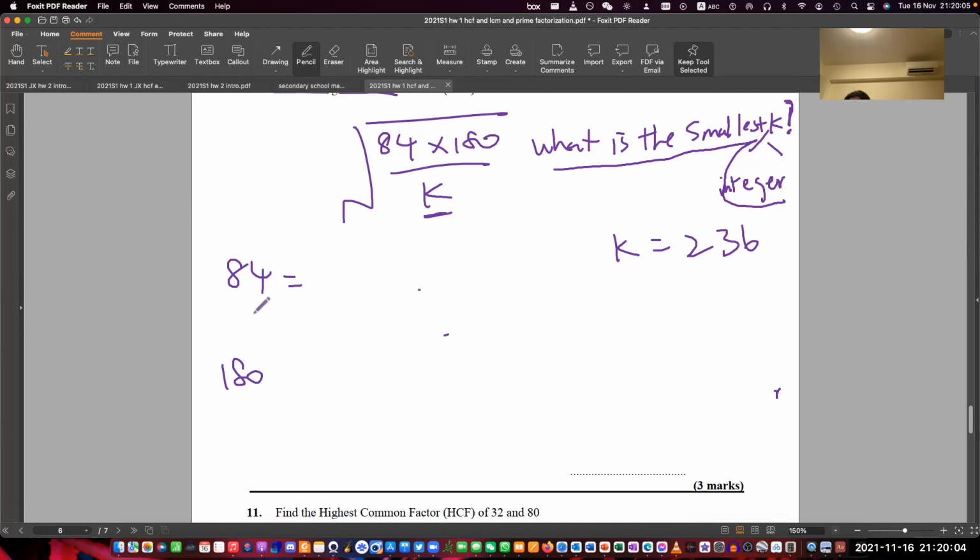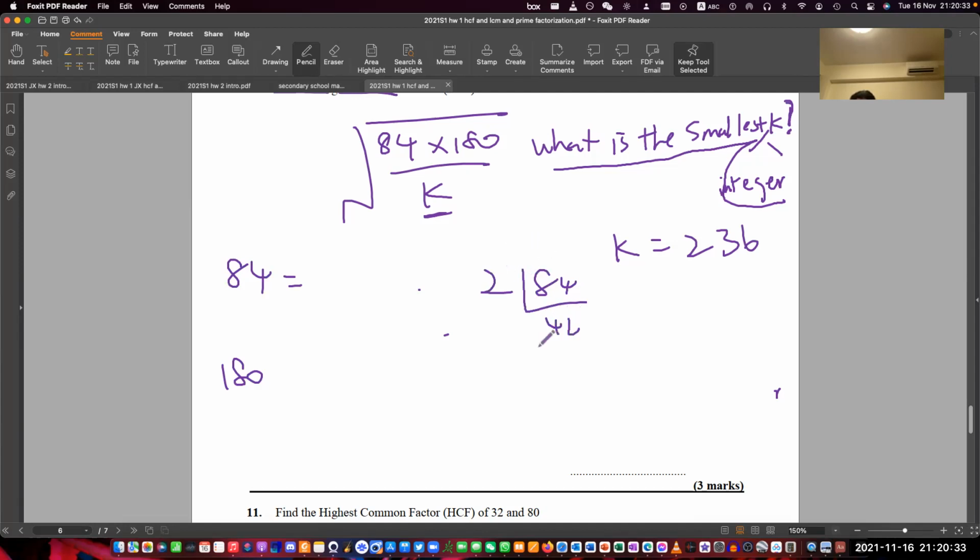Do you have the prime factorization for 84? Have you done the prime factorization? Okay, never mind. In fact, to do this question, you need to do prime factorization. All right, but never mind. Let me just guide you.